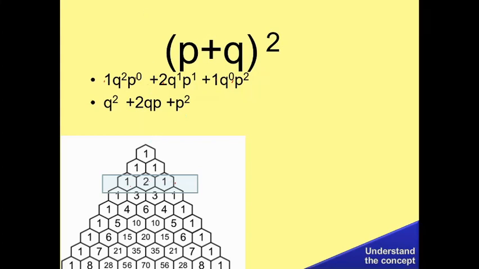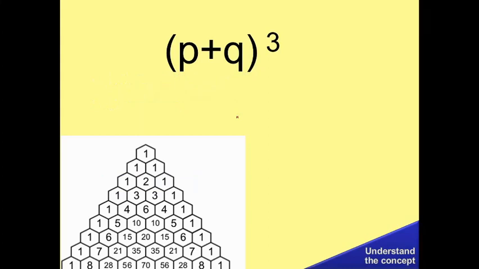Now here I'll start off with q squared, q to the power 1, q to the power 0, and then for p, I've got p to the power 0, p to the power 1, p squared. And then here you go. Of course it doesn't matter which way you do it, because these are going to be symmetrical. Let's do another one, (p + q) cubed.